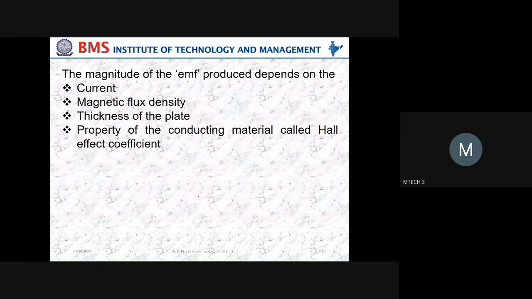Now we'll try to understand the magnitude of the EMF which is going to be developed. We have just said that a voltage is going to be generated, perpendicular to the current flow. Now we'll try to understand what voltage is generated and on what parameters it depends.